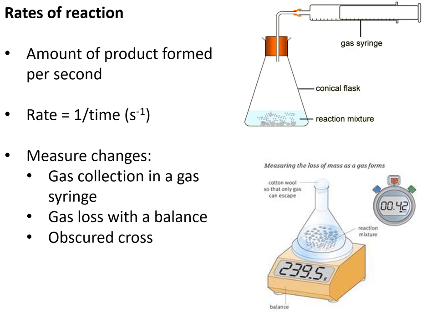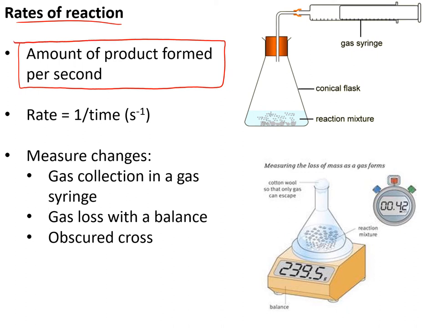So, rates of reaction. The rate of a chemical reaction is the amount of product formed per second. And to calculate the rate of a reaction, really easy, we just do however long the reaction takes, and then the rate is 1 divided by that time. Okay. Now, to monitor the rate of a reaction, we need to be able to see some kind of change.